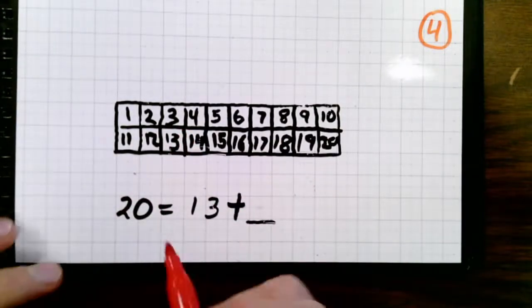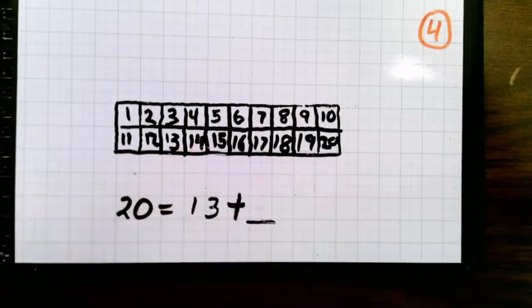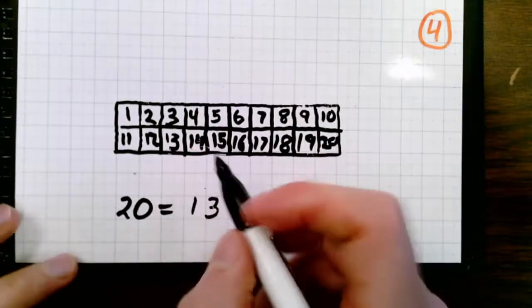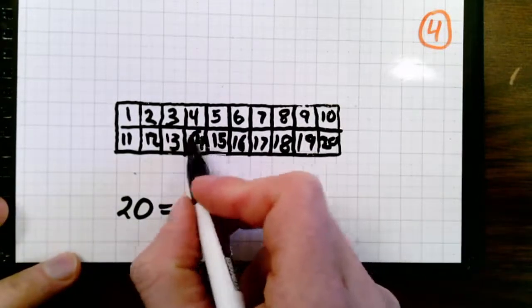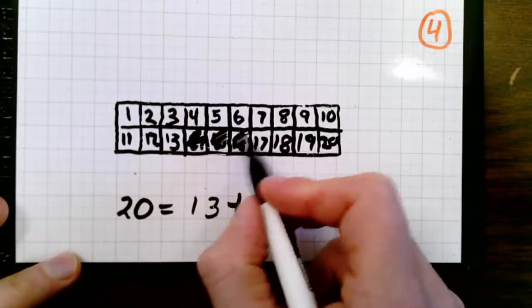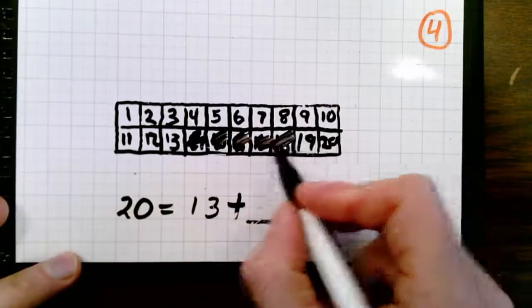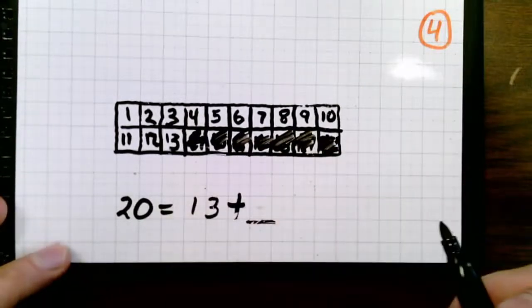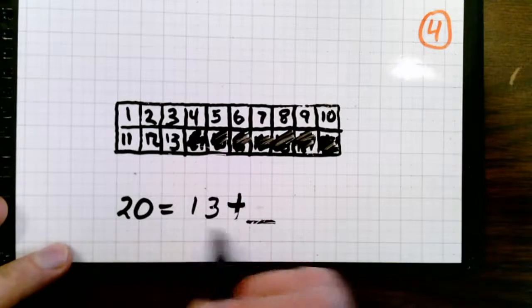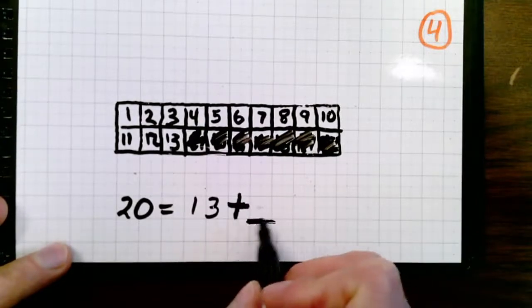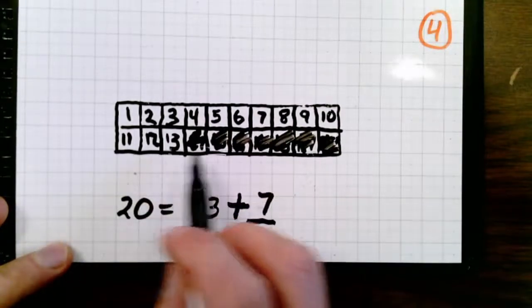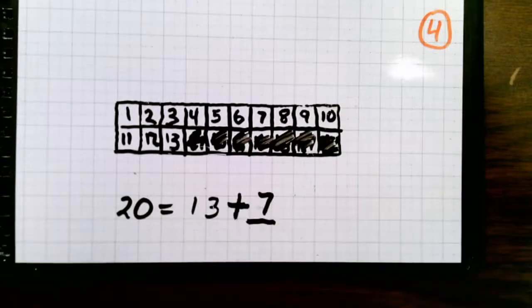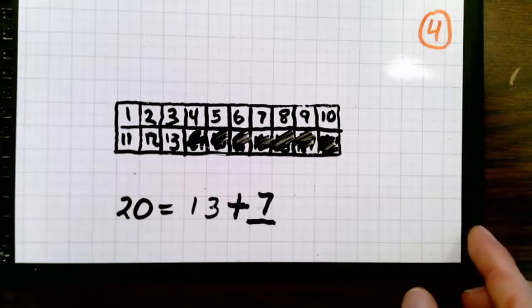And let's color in some of the other ones. We'll color in all the way up to 20. How many is that going to be? 1, 2, 3, 4, 5, 6, 7. 20 equals 13 plus 7. 13 we left, and we just had to color in 7. What do you think? Do you think you can do some of these on your own? Try it in your book.